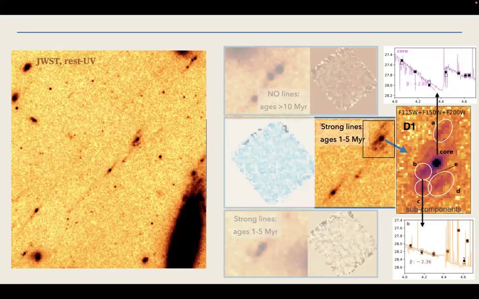Then this core was particular because it was also very blue. So we also had this hypothesis that it could be a leaker. So it actually is very young, and we don't see the lines because it's leaking.